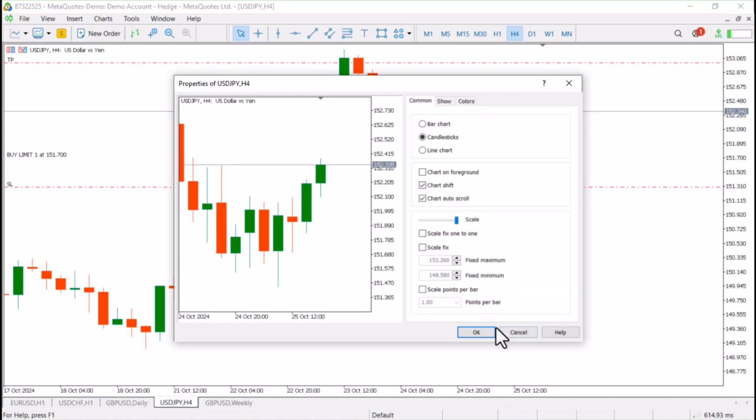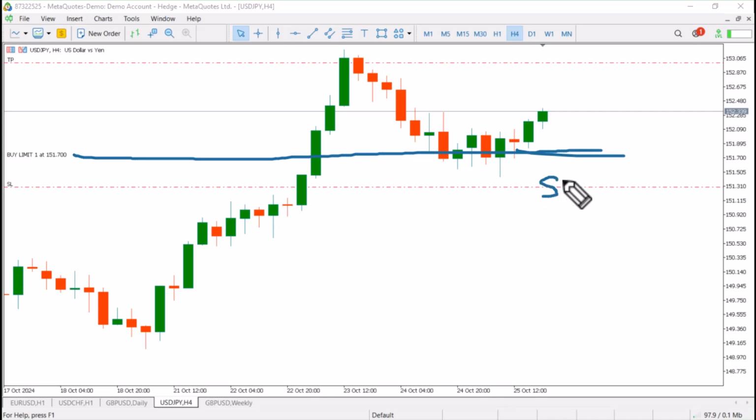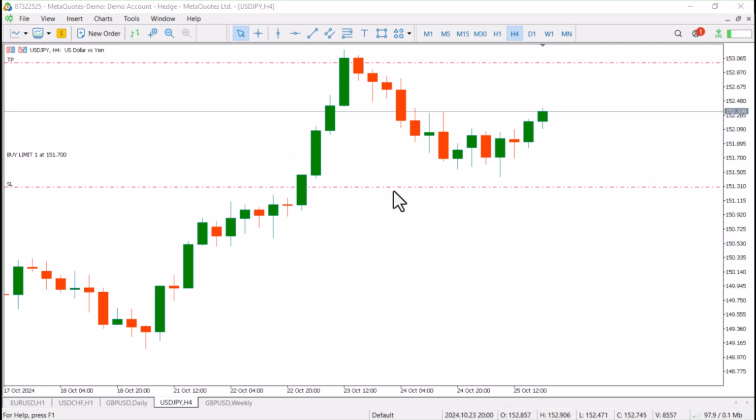Okay, we have everything. Now at this level here, this is where our buy limit is. See our buy limit right here. Our stop loss is below and our TP is above. So whenever price comes into this level, our entry will be triggered. Is that clear? So that is how we trade the buy limits.